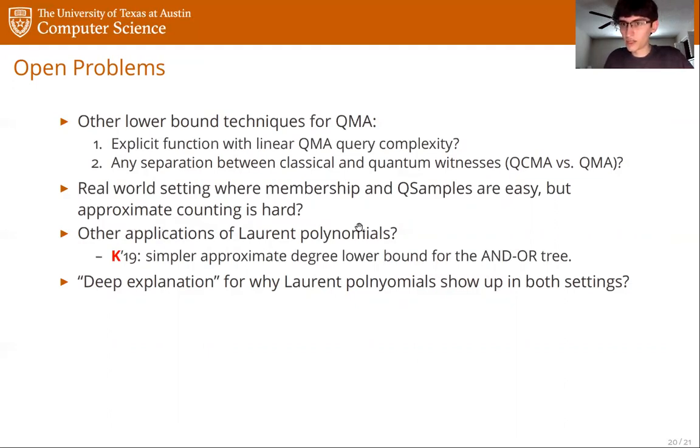Are there other applications of Laurent polynomials? It turns out I actually have one application which gives a simpler approximate degree lower bound for the and/or tree. But other than that, there's another question: is there a deep explanation for why Laurent polynomials show up in both this untrusted and trusted setting, right? Is there some underlying phenomenon that connects these two together? Well, we don't know.